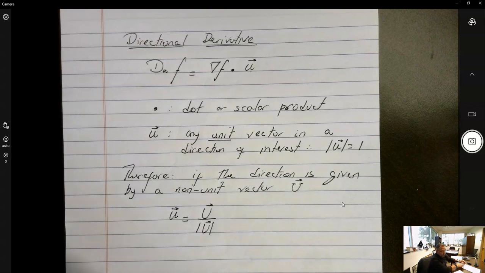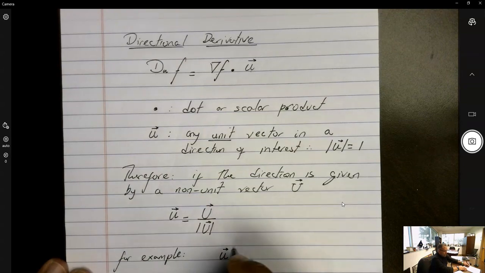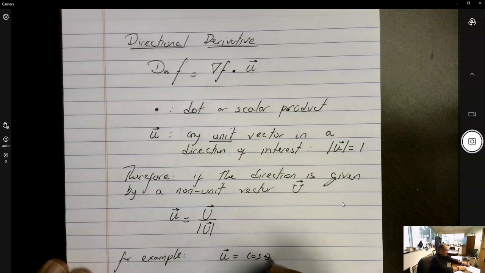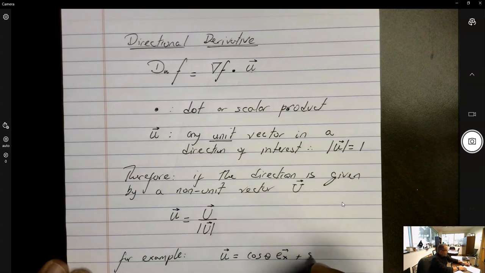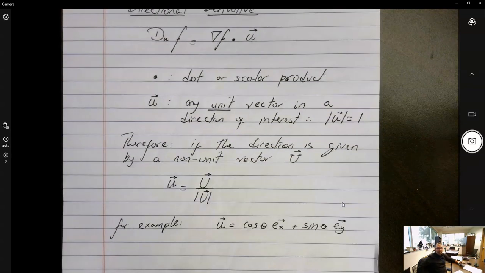Very simple. So for example, let's say that we're given a vector: cosine of theta in the x direction plus sine of theta in the y direction. Notice that I am writing that vector as a lowercase u, so it's unit in size. We know for a fact that that vector will always be unit in size, regardless of what the size of theta would be. Because if I take the square of the first one, the square of the second one, add them up, and take the square root of that, I'll get 1 because of a trigonometric identity.